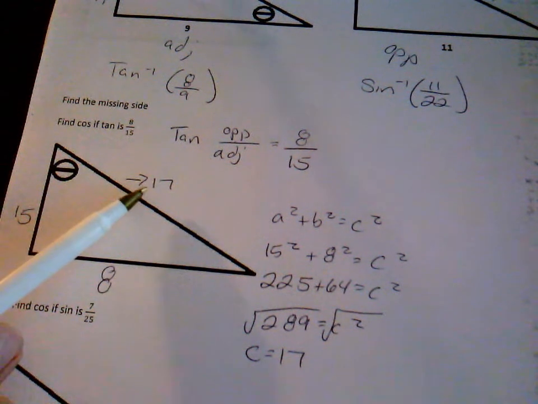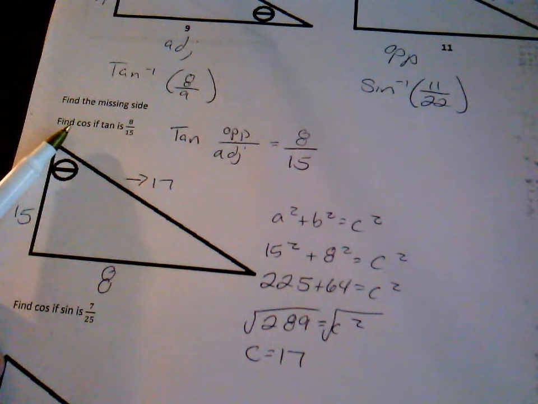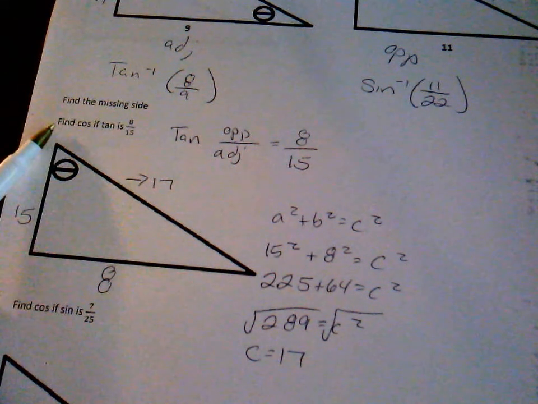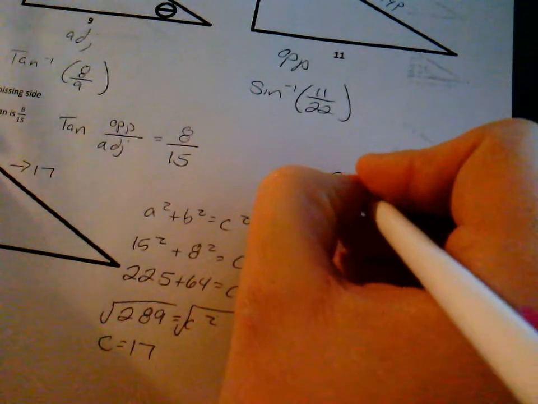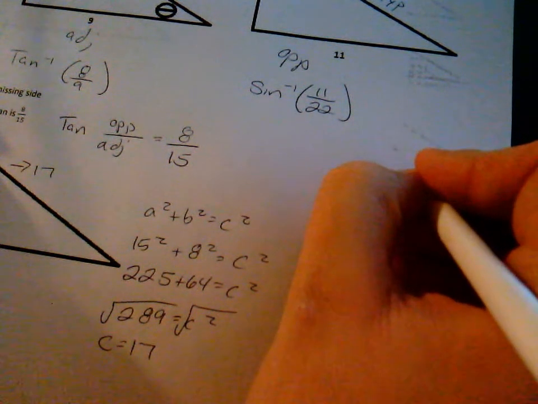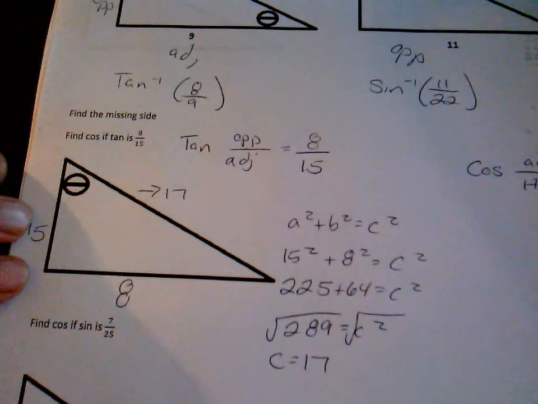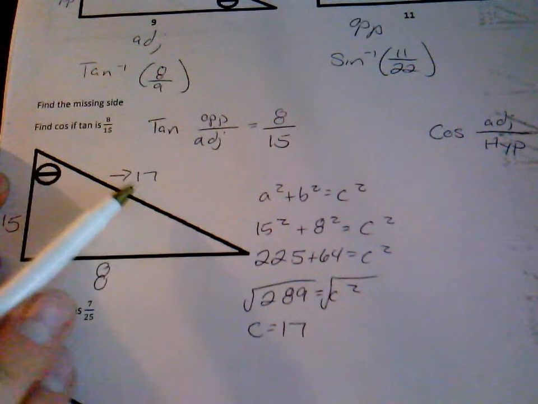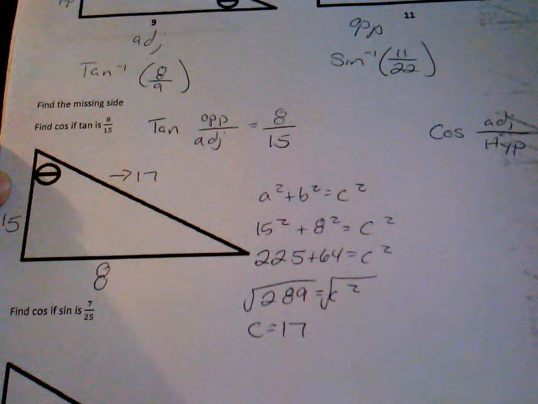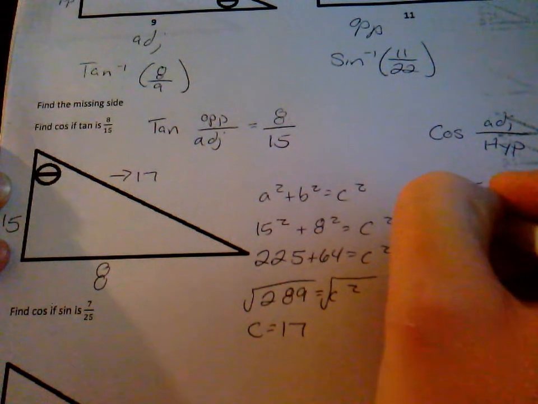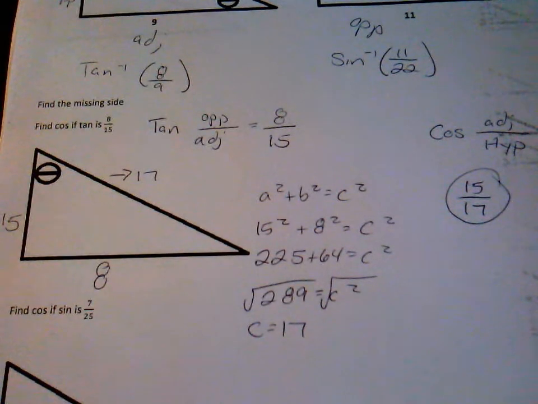Knowing that, what we can do is now go back to originally what it's asking for. Find cosine if tangent is this. So cosine, what we need is adjacent over hypotenuse. Okay? So adjacent over hypotenuse. Well, we just figured out the hypotenuse. We already knew adjacent was 15. So you know that the cosine is now just 15 over 17. And that is how you find the answer. Okay, let's try another one.